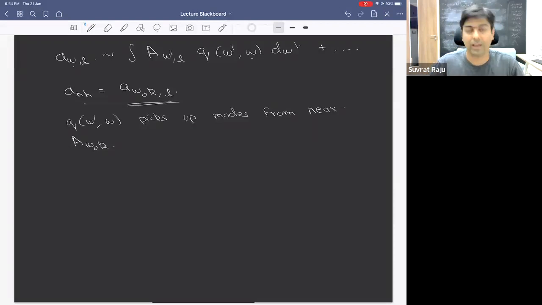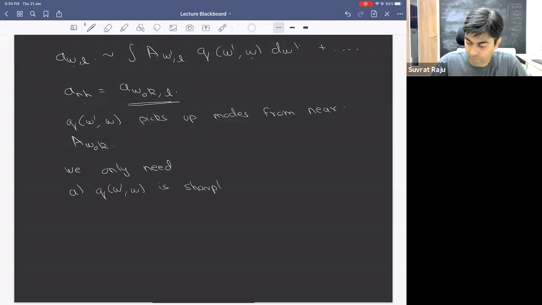And that's the reason you have this multiplicative factor of k that's sitting up. Okay. Now, remember I said that you didn't have to be careful about the normalization. And the reason for that is that we only need, first, that this q omega prime omega is sharply peaked around omega prime equal to omega.